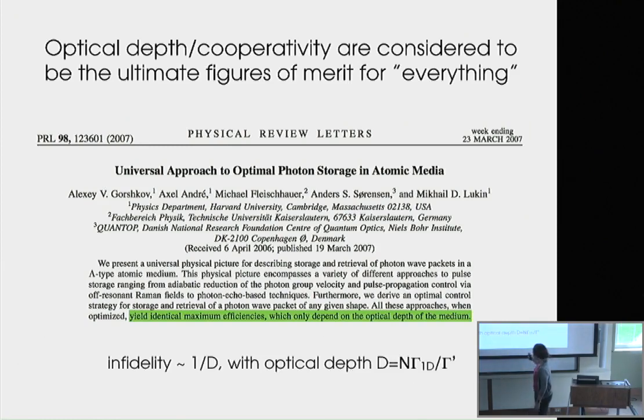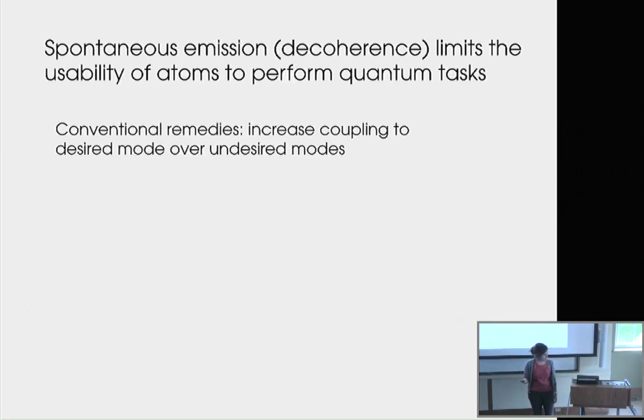But of course, we still have to fight against a spontaneous emission rate gamma prime, because the error is directly proportional to this number. Okay, so again, the spontaneous emission into free space is going to limit how well our atoms can perform a quantum task. And I have already discussed the conventional remedies to fight against this error, that basically all of them rely on increasing the coupling of the atom into the desired mode versus the coupling into all other bad modes. But we think there's something else that one can do.